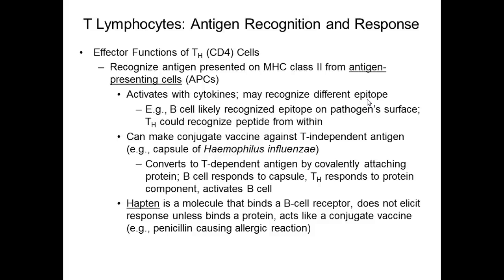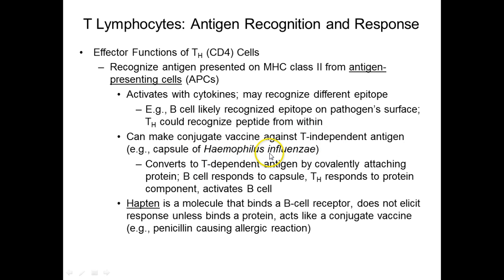So we have used this ability of our cells to our advantage, right? To stimulate a primary response in a safe manner. And we've even gotten quite high tech, I guess you could say, in generating vaccines. So we've made what's referred to as a conjugated vaccine against a T-independent antigen.